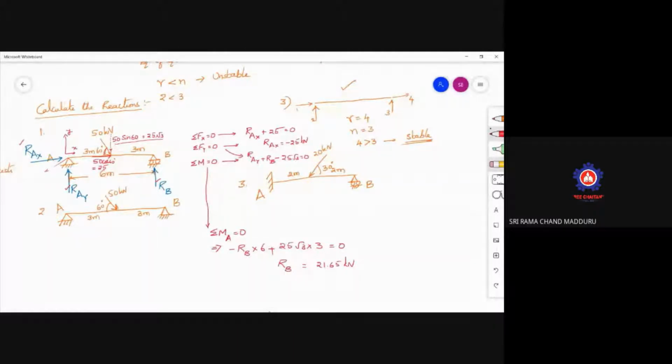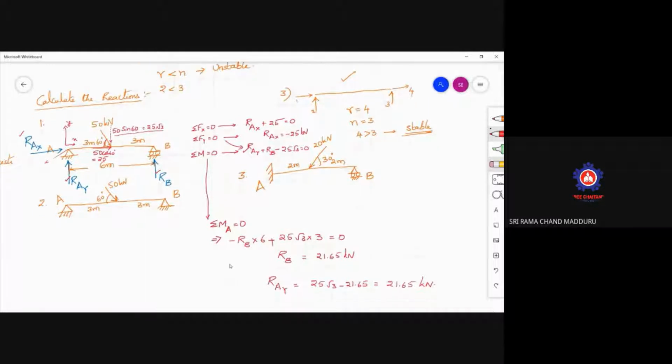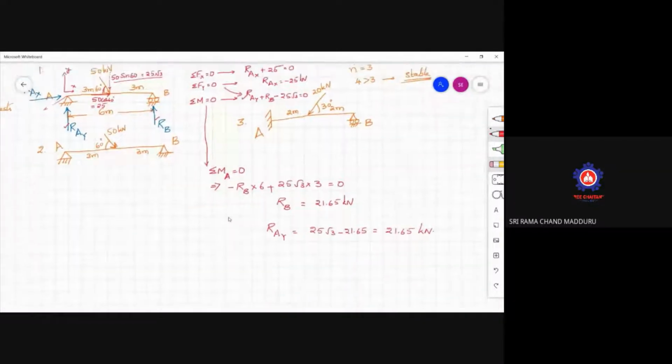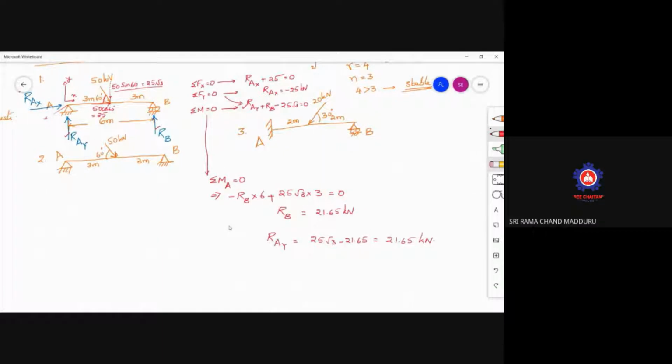So from the other equation, I can get the value of RAY. It is nothing but 25 root 3 minus 21.65. RB is 21.65, so RAY is 21.65 kilonewtons. So that is what I asked you to calculate for the first problem.